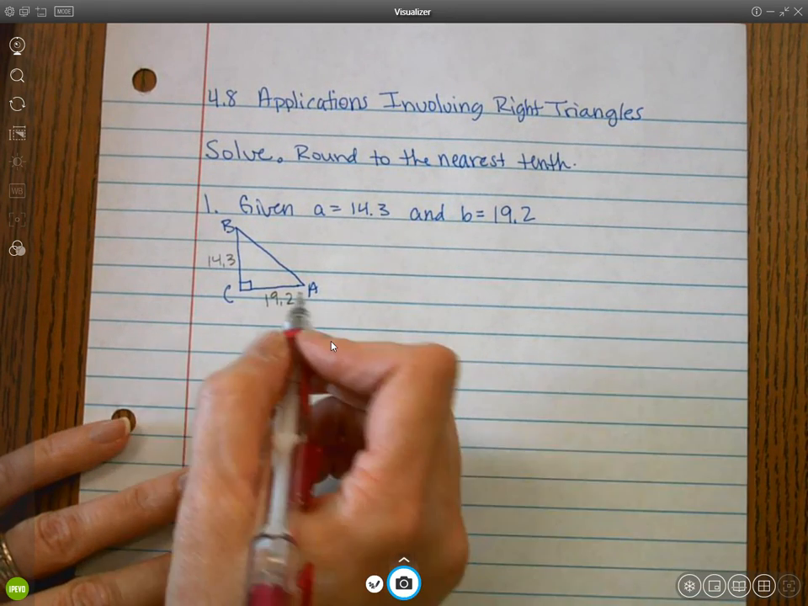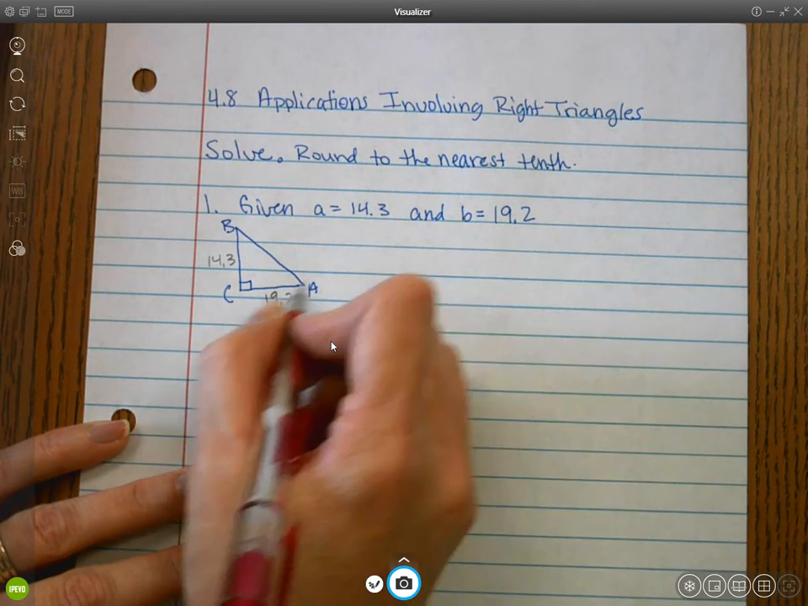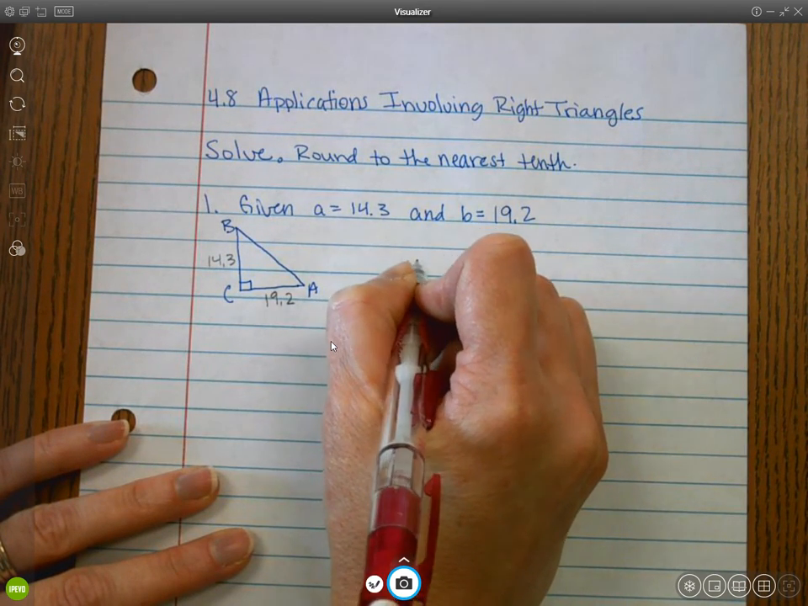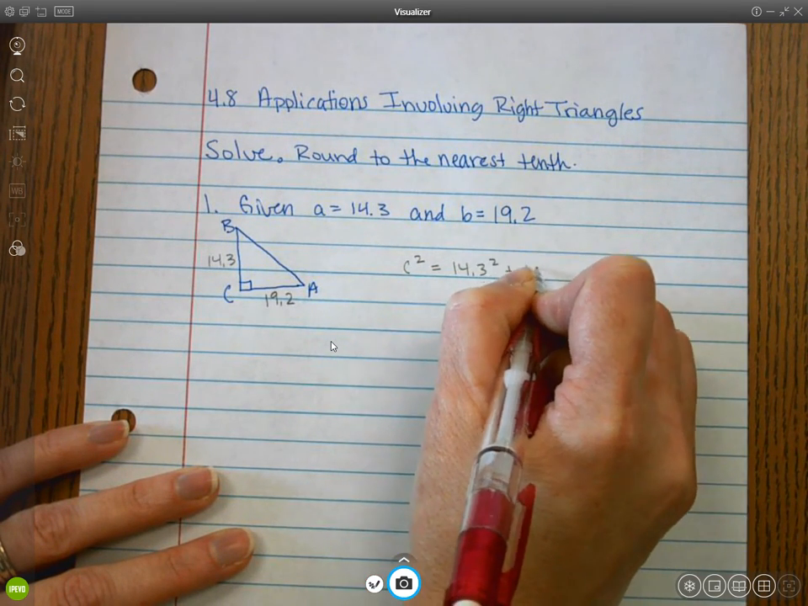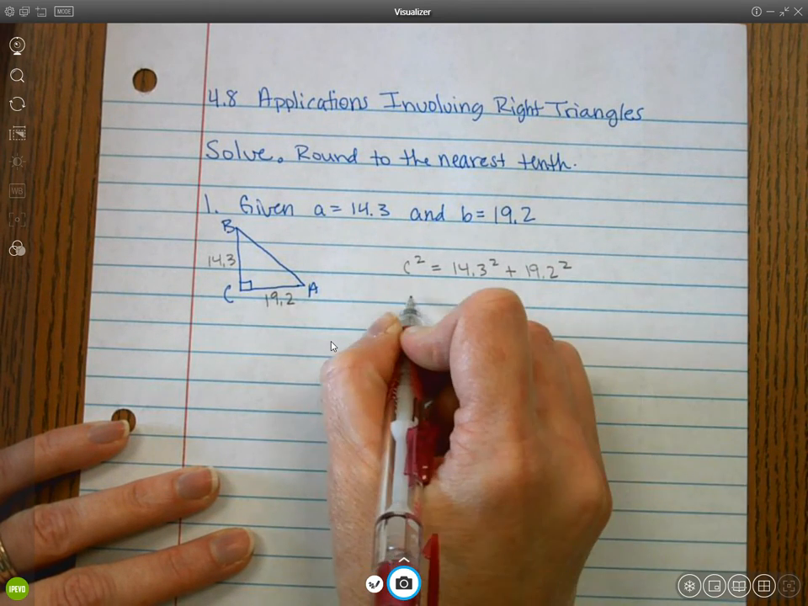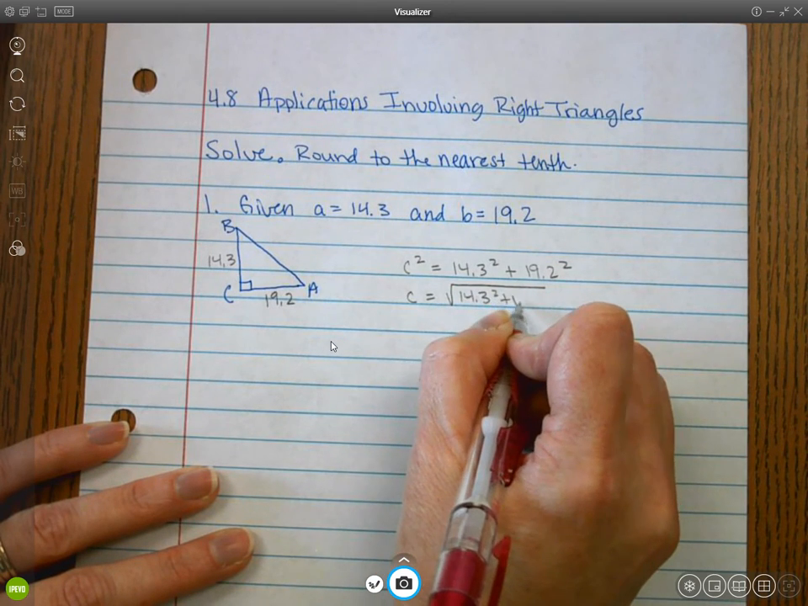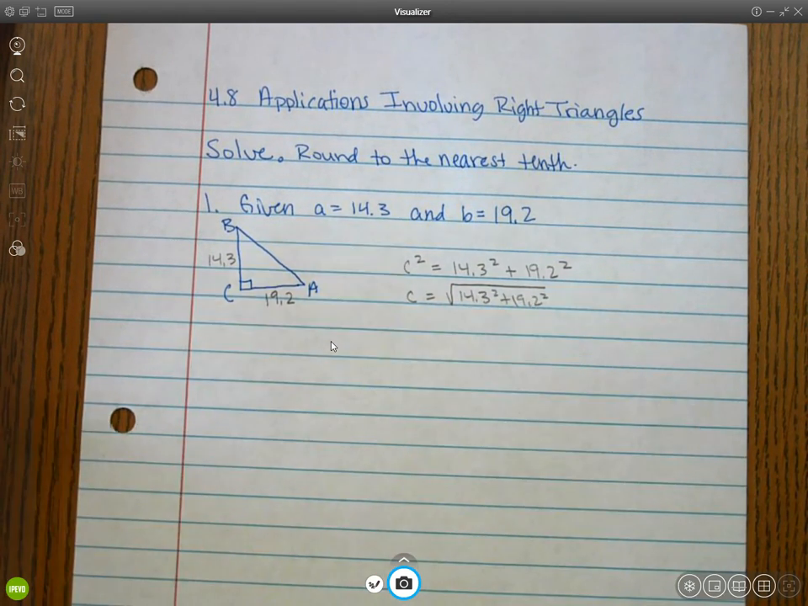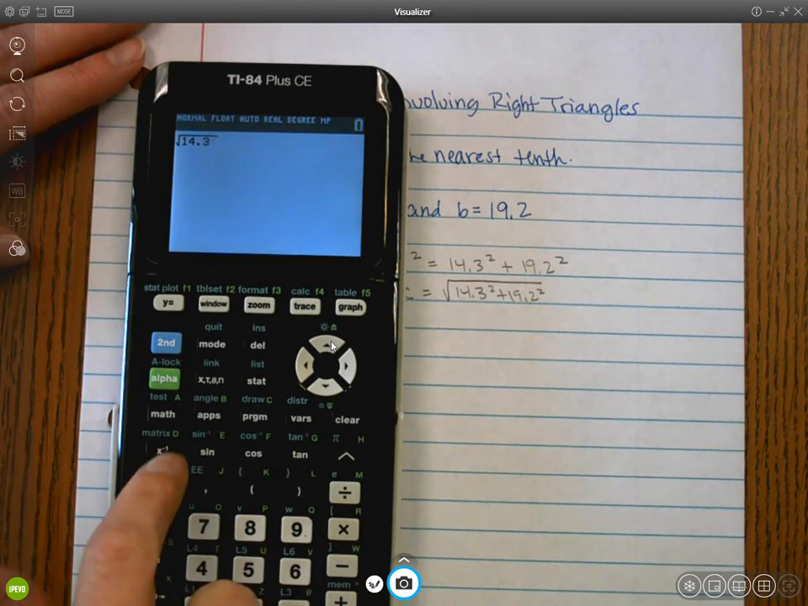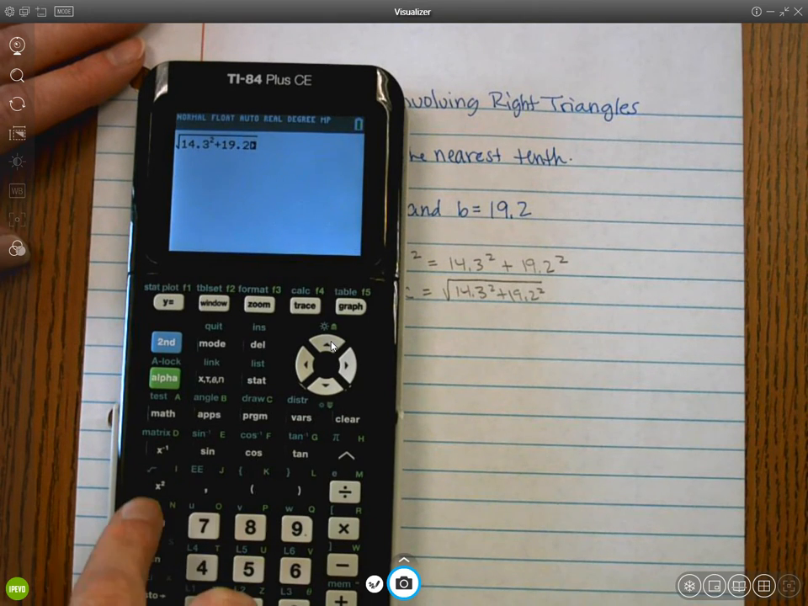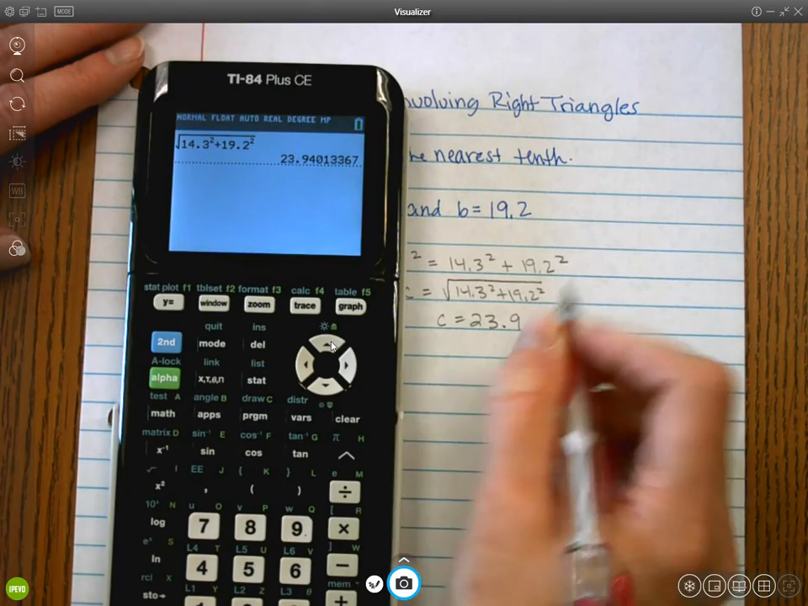All right, so to find side C, we can just use the Pythagorean theorem. So we'll start with that. We can just use the fact that this squared plus this squared will give us c squared. So we know c is the square root of this. I'm doing this to save myself a little bit of time and some writing, and I can type it all on my calculator at one time. If I do the square root of 14.3 squared plus 19.2 squared, we get that c is 23.9.